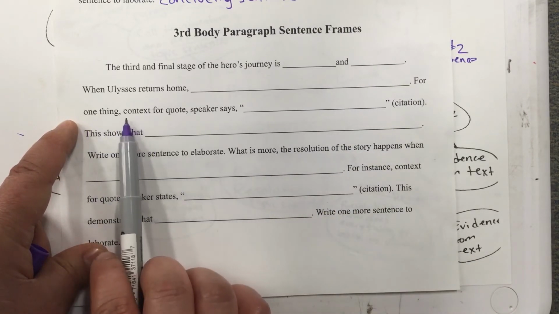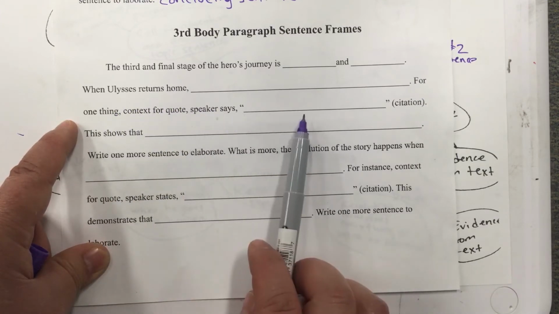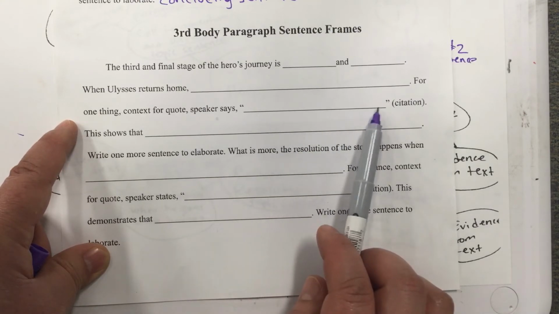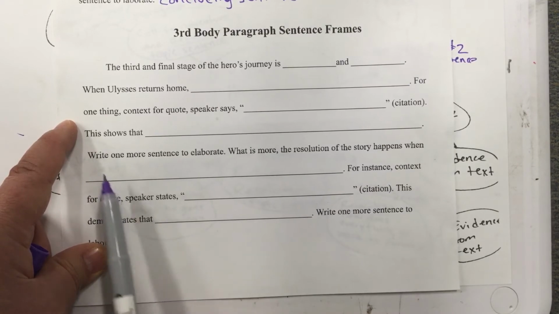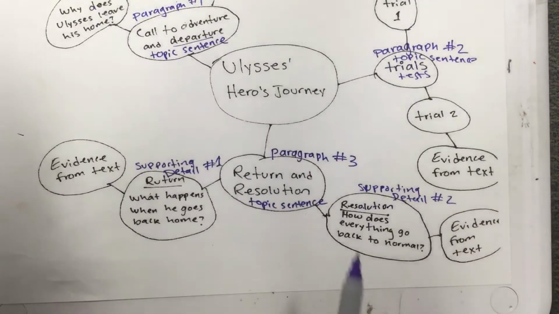For one thing, you give me the context for the quote, and then who's the one speaking, and you're gonna give me the quote that you're going to use. You're gonna cite it, and then explain the quote in 2 sentences. And then you move on to the next section, which is the resolution of the story.